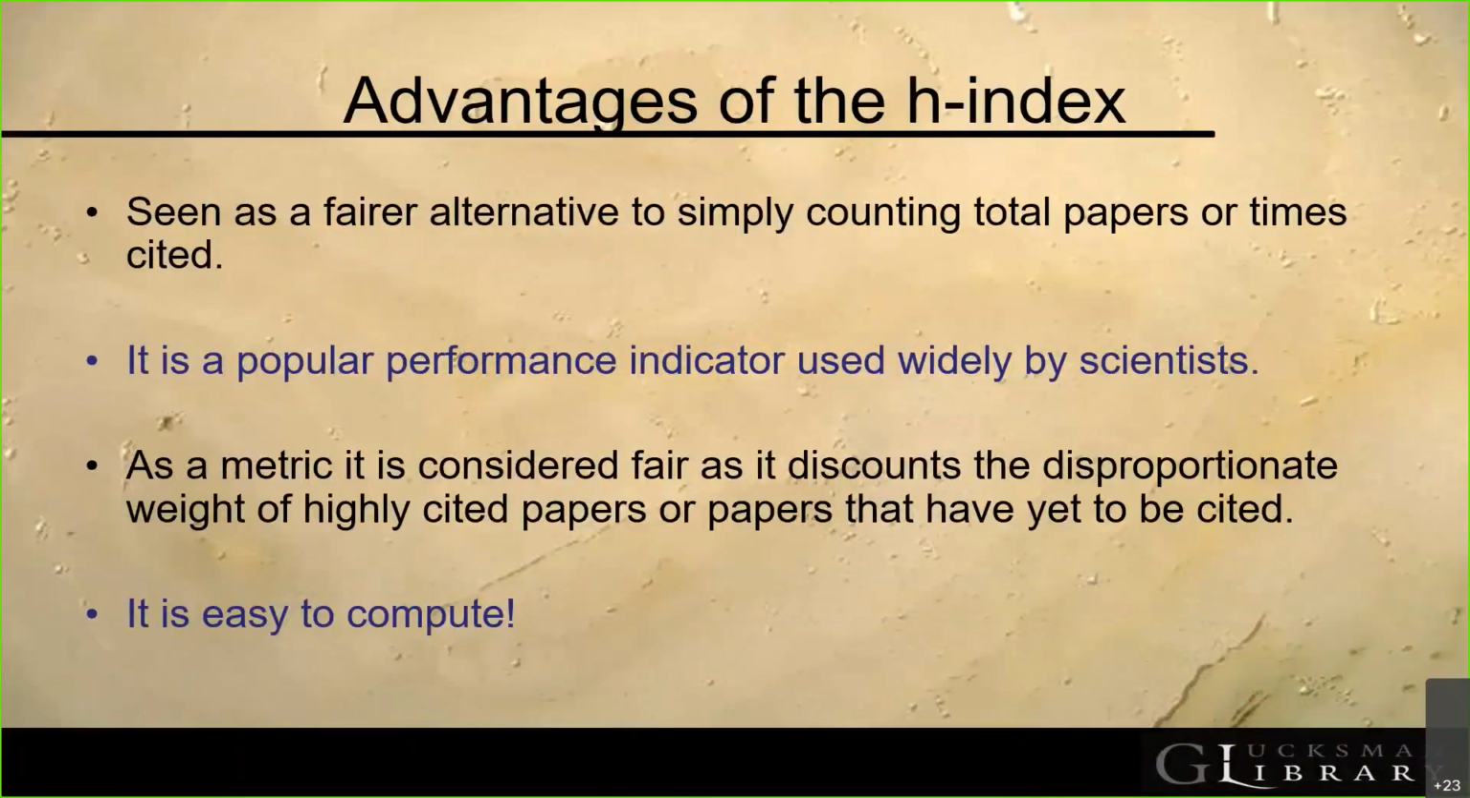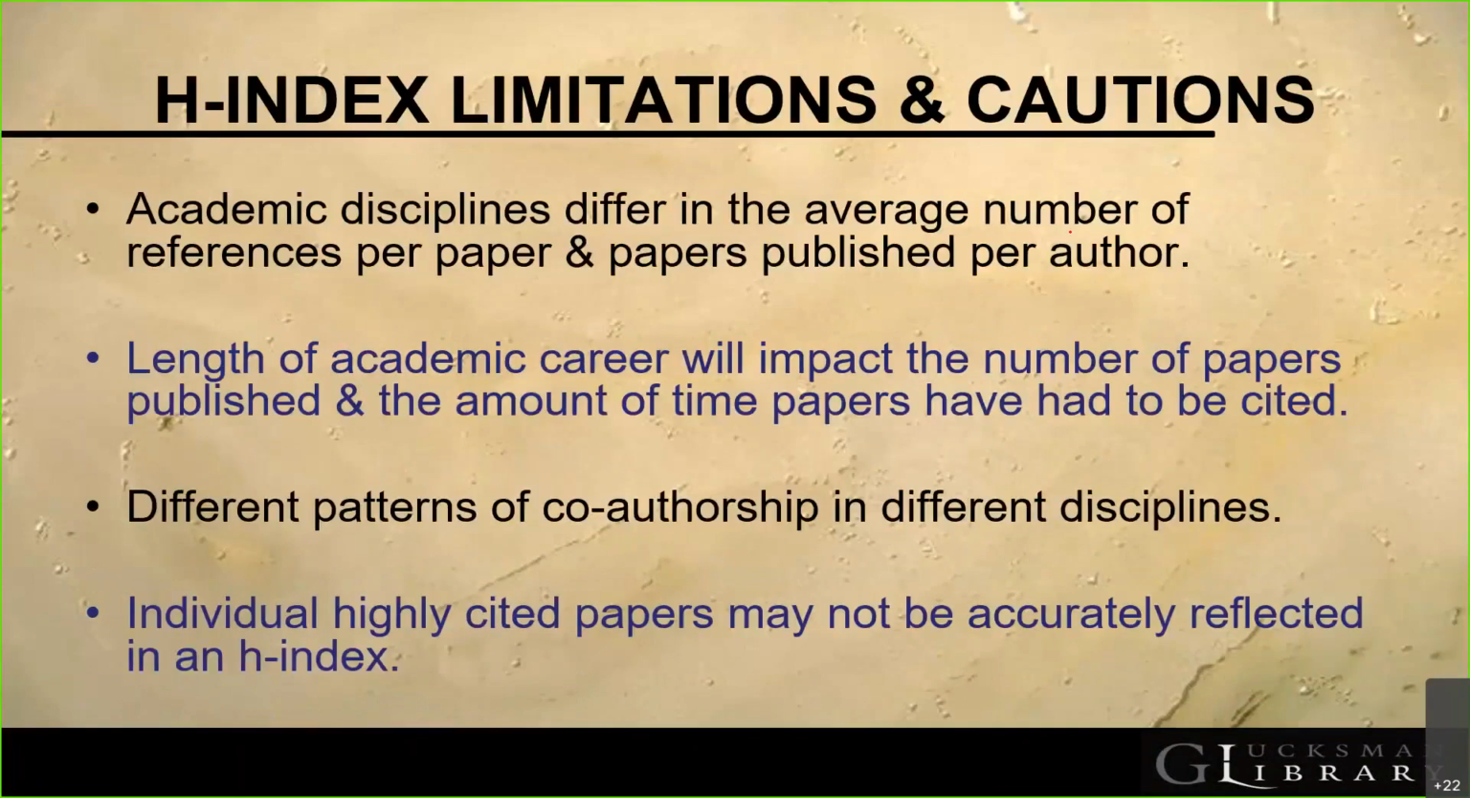So basically, it's fairer than simply counting total papers or times cited. It's a popular performance indicator used widely by scientists. It's considered fair because it discounts the disproportionate weight of highly cited papers. It's easy to compute, but it has some limitations. Academic disciplines differ in the average number of references per paper. Length of academic career will impact the number of papers. Of course, if this guy has a greater H-index because he has served for 20 years, you cannot compare these professors with the young lecturers.